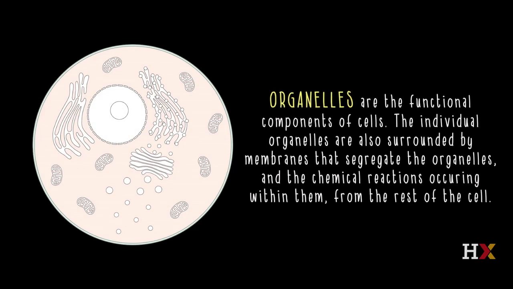Everything within the plasma membrane, enclosed by a boundary membrane, is called an organelle. The organelles of the cell are the functional components, each again surrounded by a membrane, just as the plasma membrane separates the cell and its interior workings from the outside world. So the membranes surrounding each of the organelles isolate them and segregate their particular functions and chemical reactions from the rest of the cell.